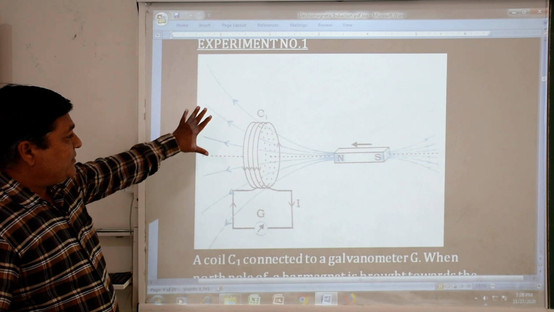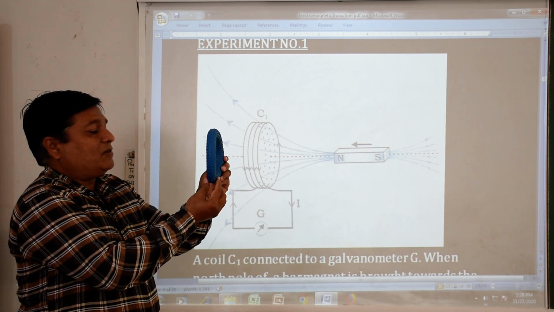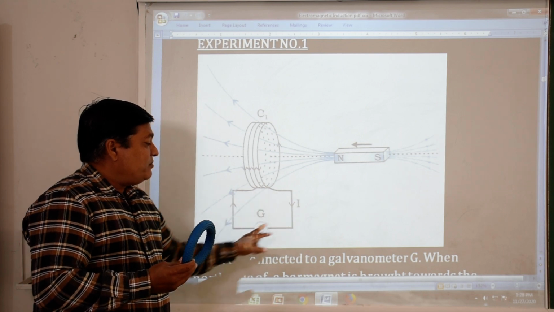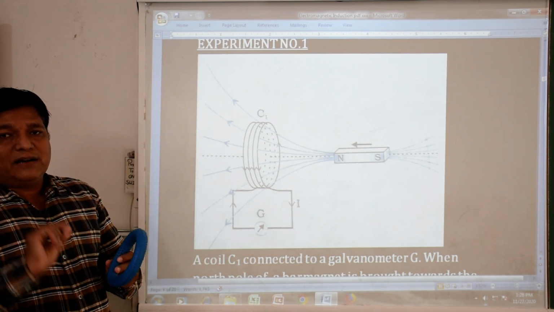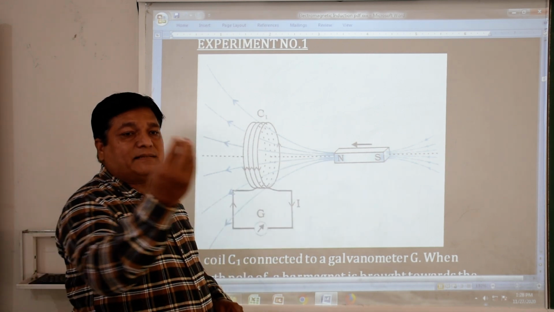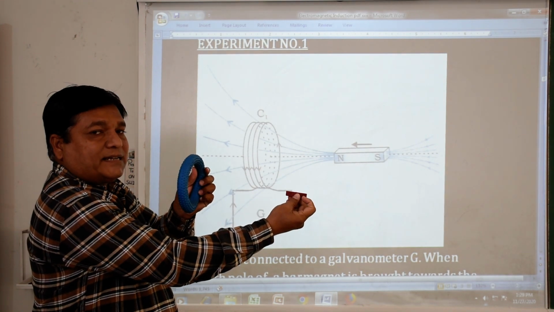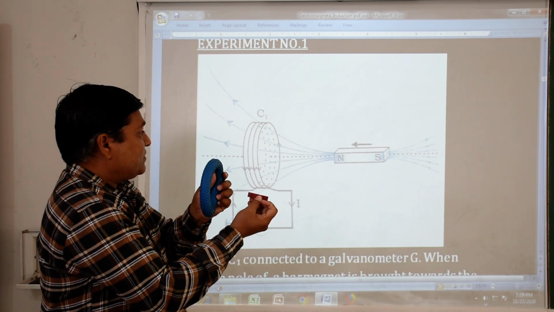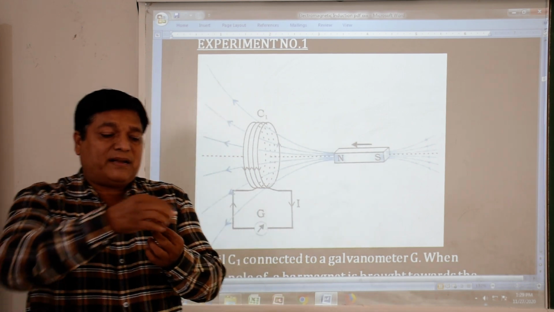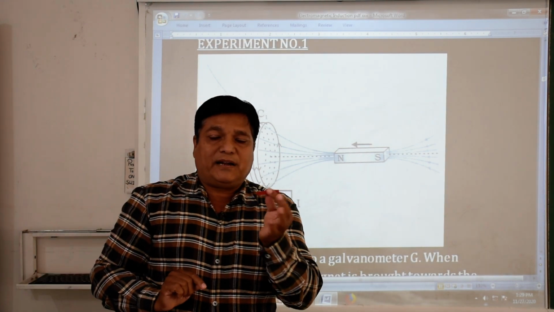In this figure you can see one circular coil kept like this, and a galvanometer is attached to this circular coil, with a circuit diagram down here. The galvanometer is attached in order to identify the current flowing through it. Now you can see one bar magnet, whose north pole side is brought nearer or towards the coil. We know that the magnetic field lines come out from the north pole of a bar magnet and enter the south pole, forming continuous closed loops of magnetic field lines.